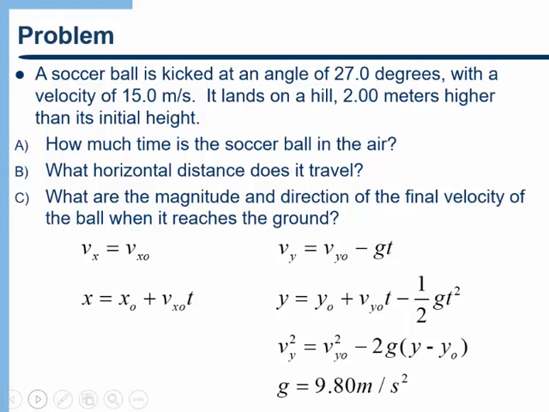It says a soccer ball is kicked at an angle of 27 degrees with a velocity of 15 meters per second. It lands on a hill 2 meters higher than its initial height. So let's just draw the picture. So our soccer ball starts down here on the ground. It's kicked with an initial velocity of v naught at an initial angle theta naught. And it lands on a hill. So its final position is higher than its initial position.